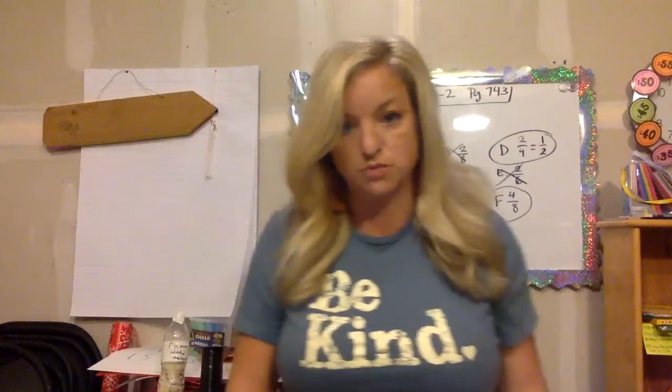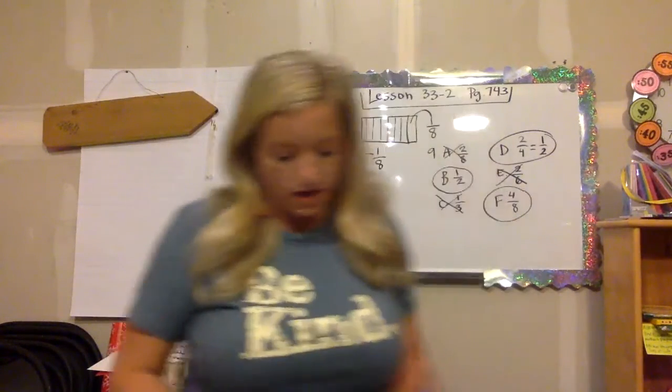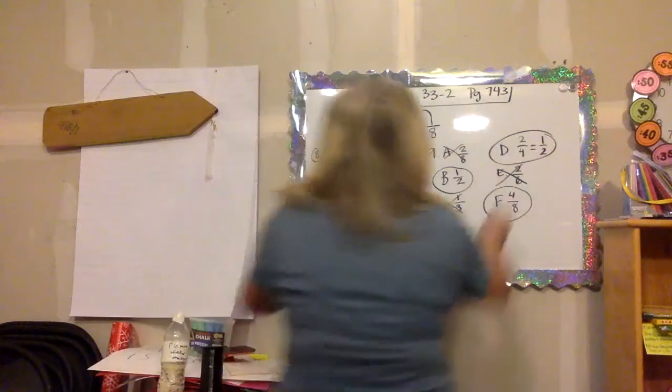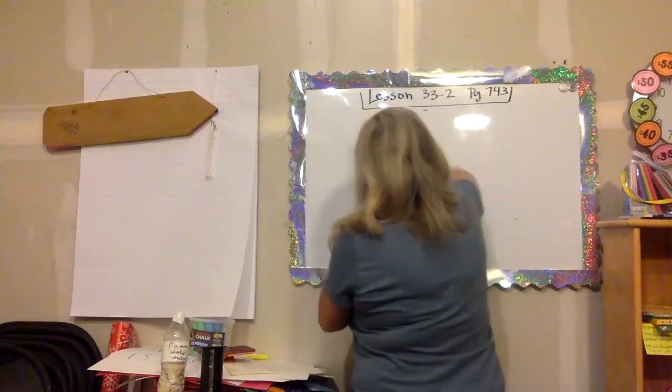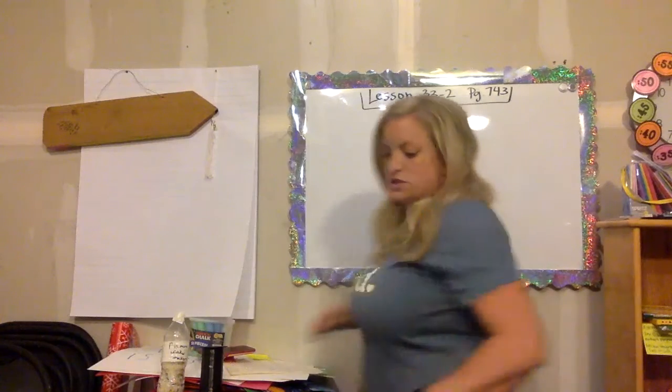Okay, page number 747. It's the green, it's the practice pages. I'm going to erase my work on my board, and we're going to continue on with partitioning shapes. Remember, partition just means a fancy way of breaking shapes into different pieces.